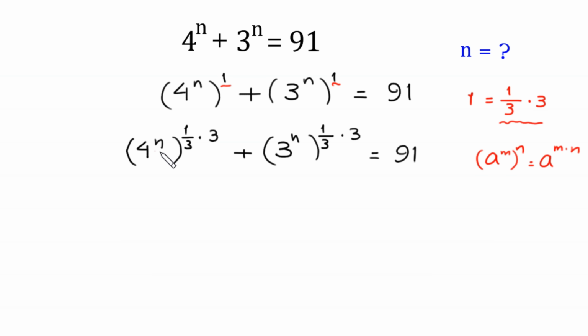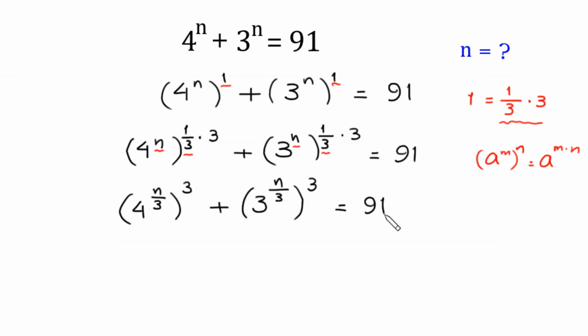We multiply this power n by this power 1 over 3, and we multiply this power n by this power 1 over 3. Like this, (4 to the power n times 1 over 3, n over 3) whole to the power 3 plus (3 to the power n times 1 over 3, n over 3) whole to the power 3 is equal to 91.